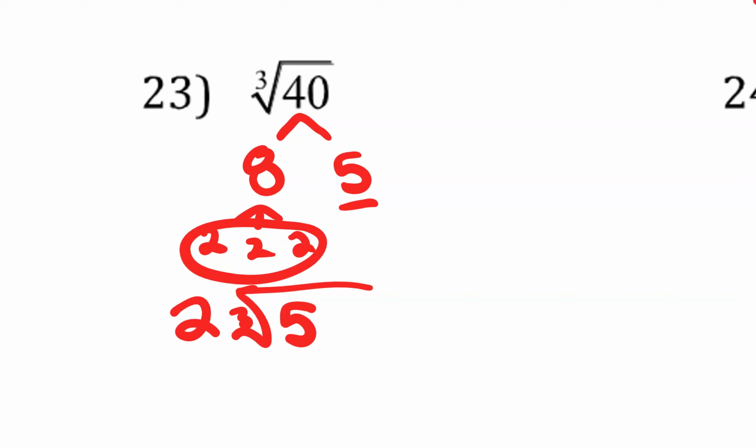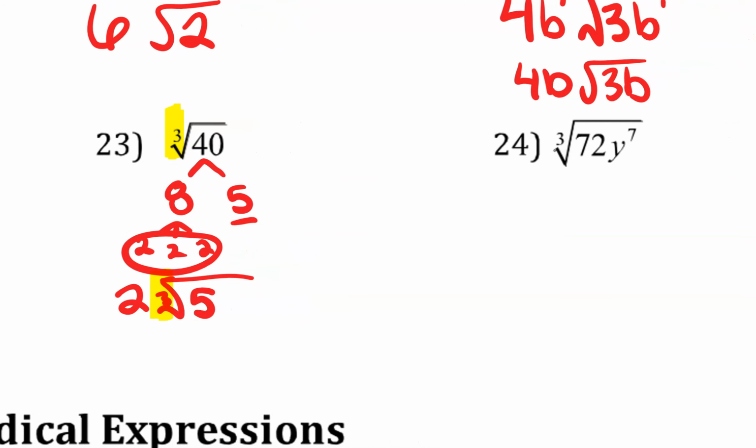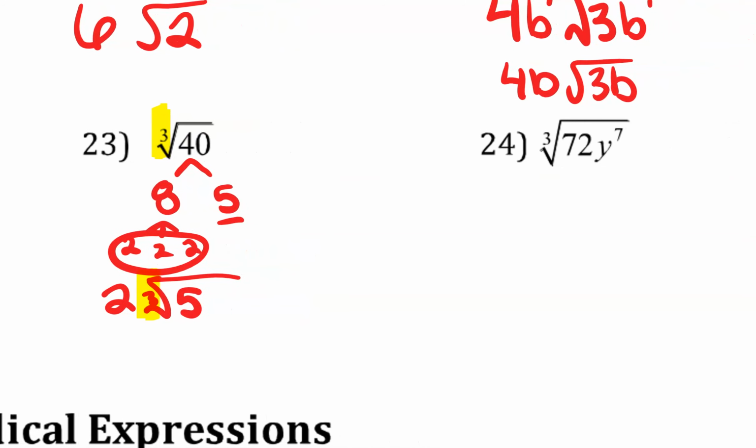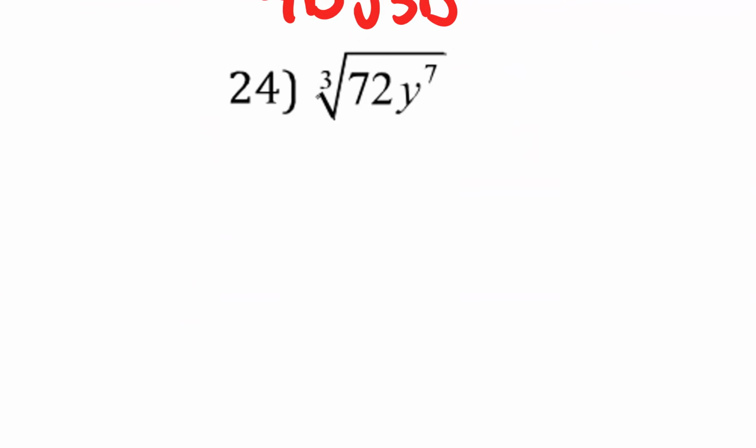Don't forget the index on the outside. If you don't write that, then you're wrong. 2 root 5 is not the same as 2 cube root 5. All right, last one. Sorry this video went a little over. Try this one on your own really quick. So pause the video, try this on your own, and then unpause, and I'll go over it.